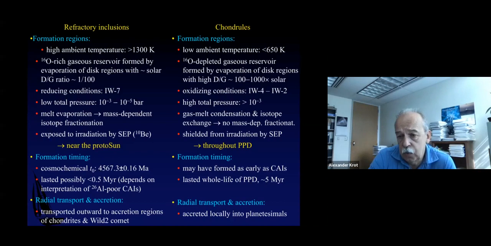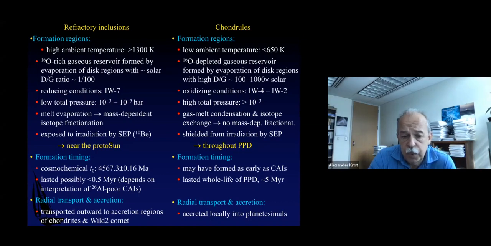And formation of refractory inclusions may have lasted less than 0.5 million years, but it's model dependent, depends on the interpretation of aluminum-26 in CAIs. So chondrules may have formed as early as refractory inclusions, but the formation of chondrules lasted the entire life of the protoplanetary disk. So this is how we define the age of our protoplanetary disk, which is about 5 million years.